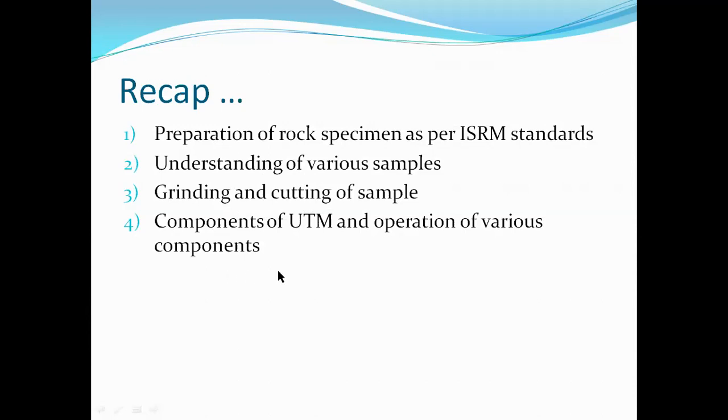Then we discussed the various components of the universal testing machine, and the various operations that we can perform using the UTM. The term UTM, universal testing machine, itself indicates that it is universally accepted, and you can perform many operations with it. That is why it is called a universal testing machine. In rock mechanics, using the UTM, we can perform the compression test, tensile test, and shear test. The UTM is not only meant for the rock mechanics laboratory; it is also used in civil engineering and other applications as well.